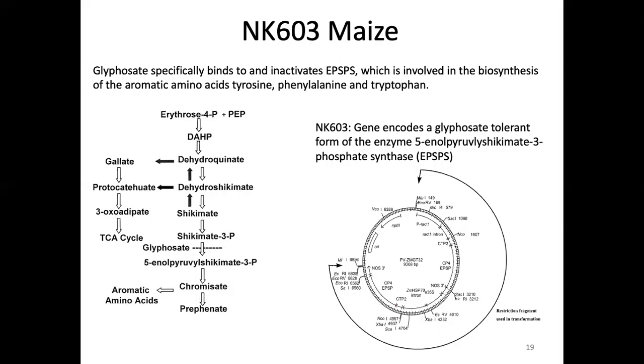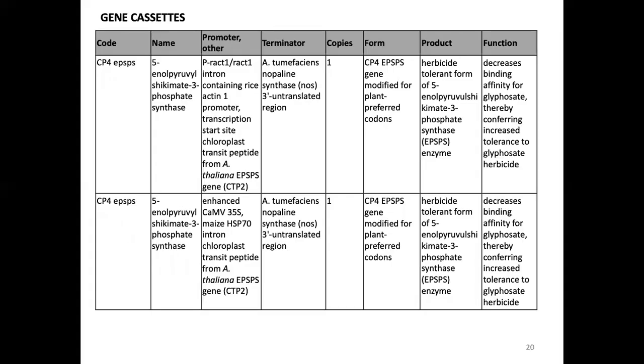This is very important for each case, and also for NK603 MAIZE here. Gene cassettes are also so important because you can use the CP4 EPSPS gene, but you have to use some promoter and terminator genes for the gene cassettes. The risk assessor has to know what the promoters and terminators are, how many copies are in this event, and what the form, product, and function are. What is the function of these gene cassettes? That's why notifier applicants have to give this information for the risk assessment.